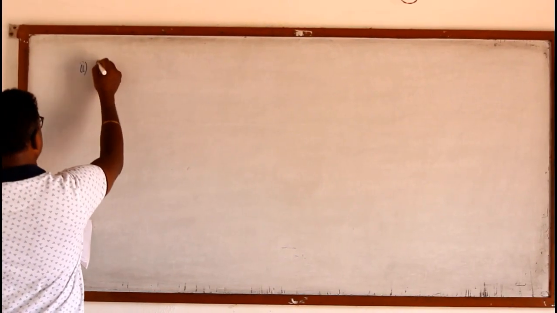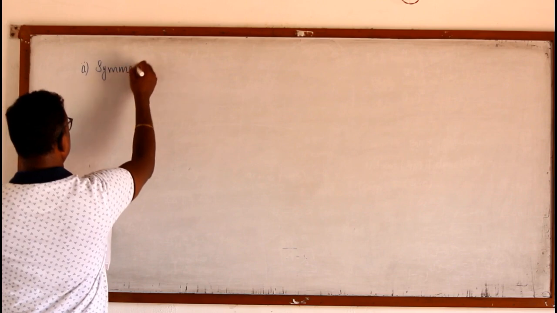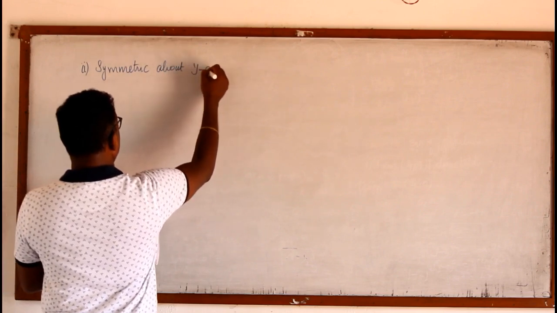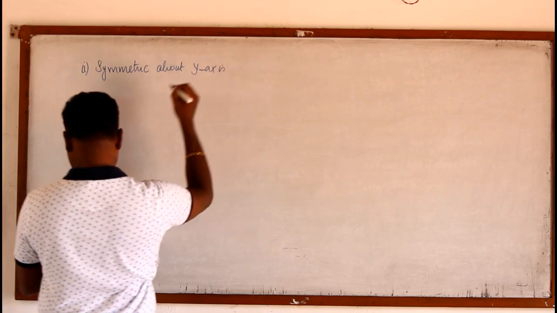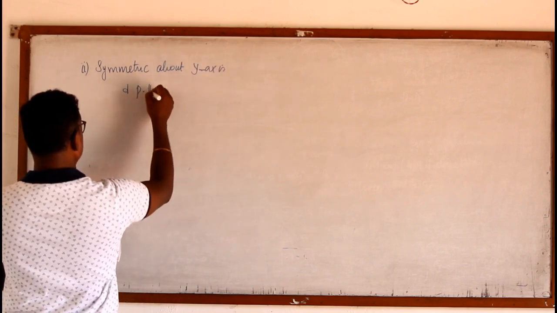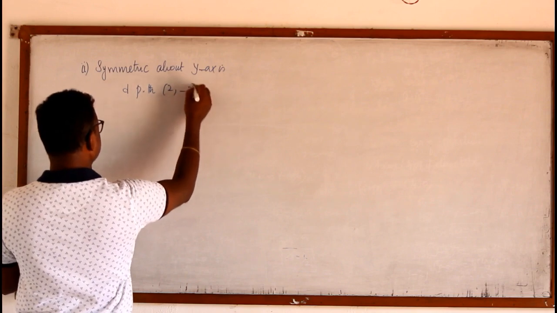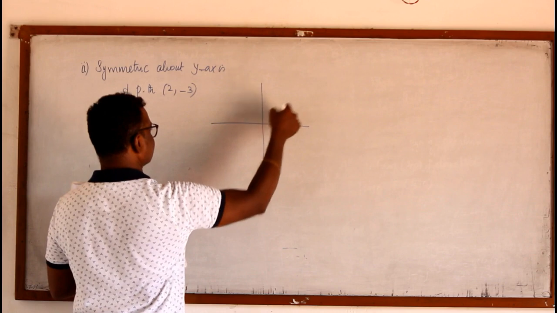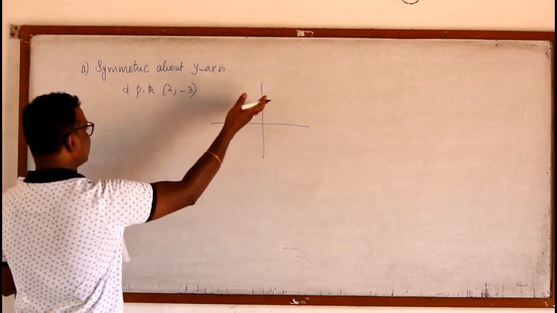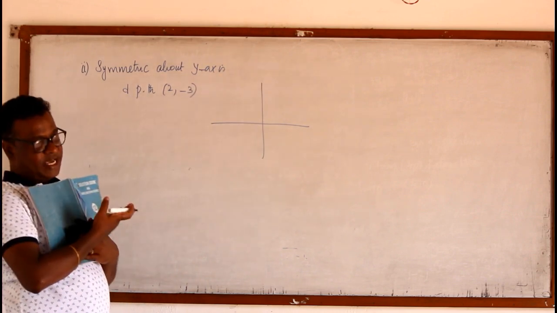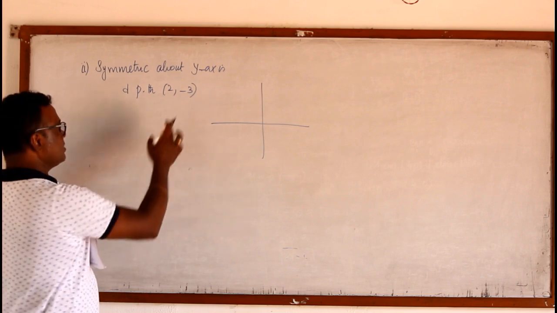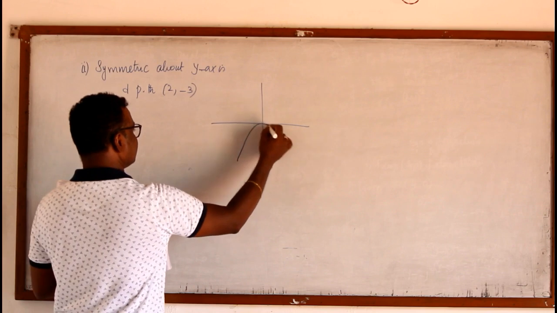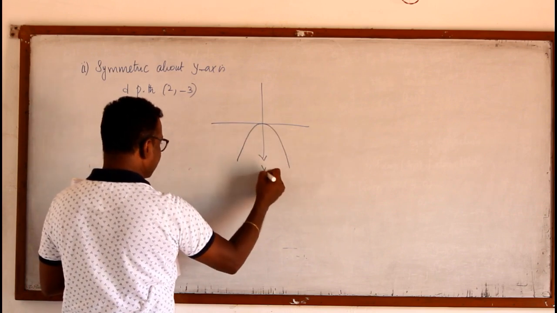Now, second question. Symmetry about y-axis and passing through (2, -3). Listen here, the curve is symmetric about the y-axis, but whether it is the plus y-axis or the minus y-axis, that we have to confirm. Here, the y value is -3. That means the curve is symmetric about the negative y-axis.